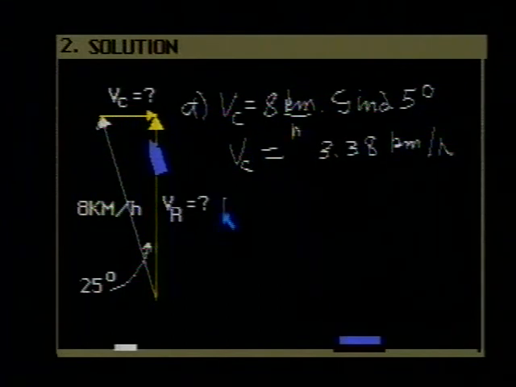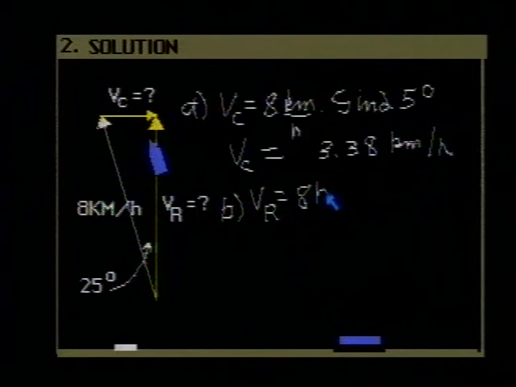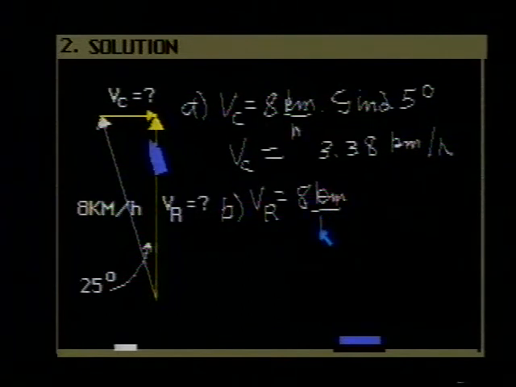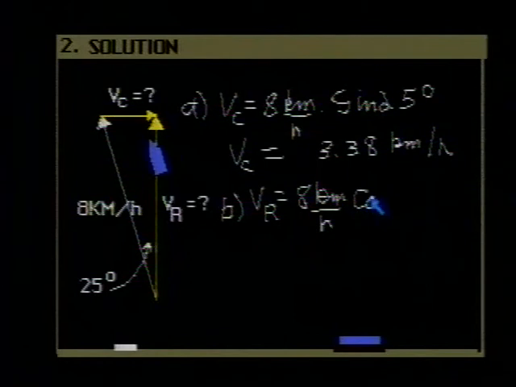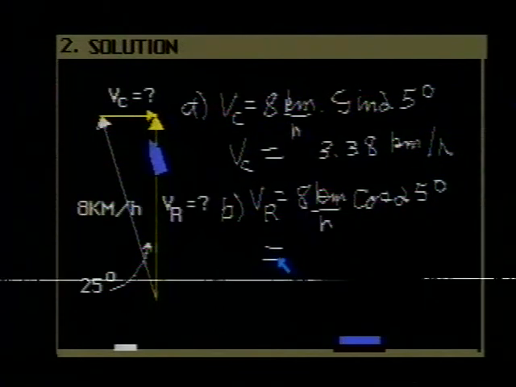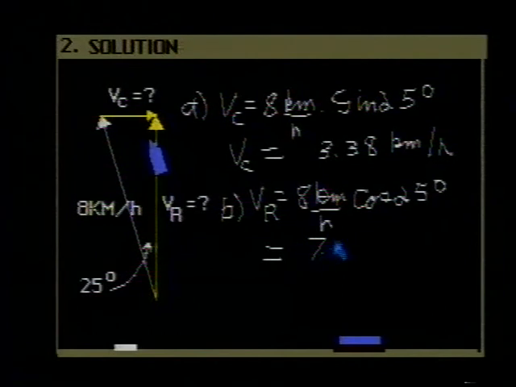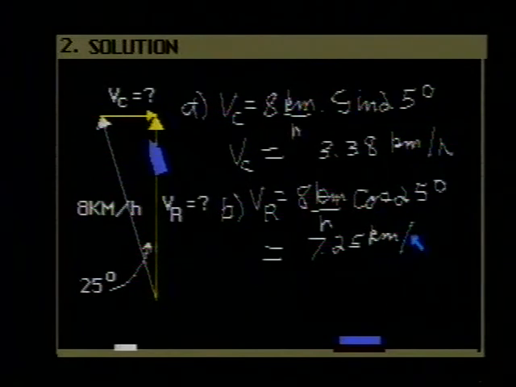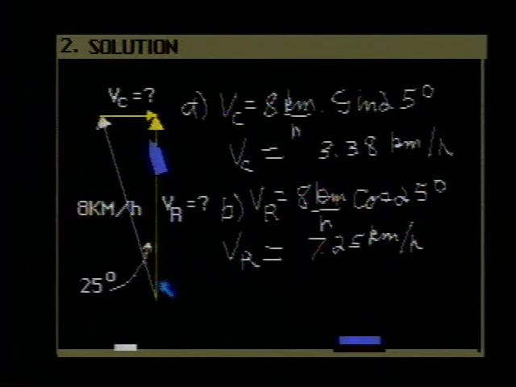In part B, we're asked to find v sub r. V sub r we can also find from trigonometric relationships. It's equal to 8 kilometers per hour multiplied by the cosine of 25 degrees. We're looking for the side adjacent to that angle now. This gives you a value of 7.25 kilometers per hour. So that is the magnitude of v sub r. Its direction, of course, is just directly across the river.